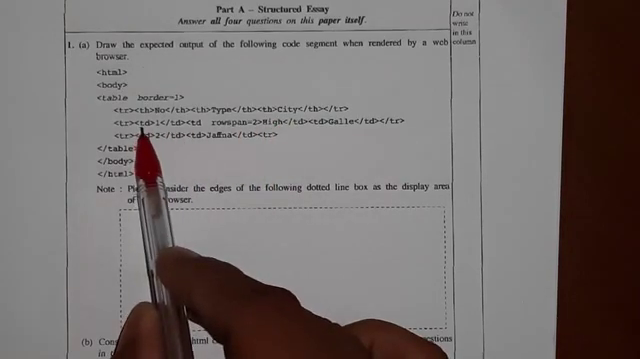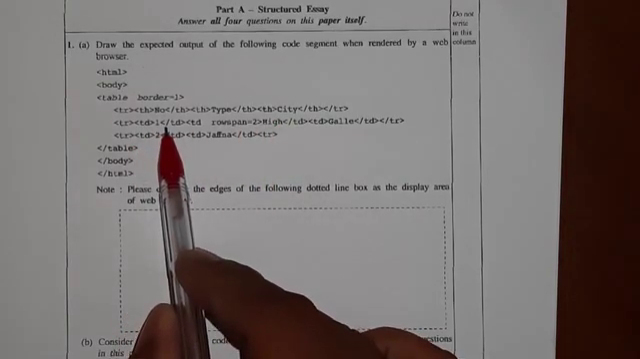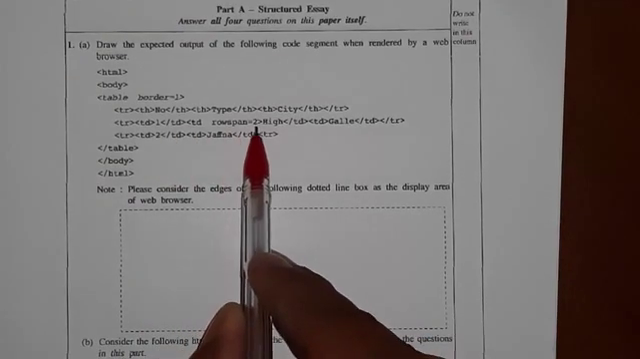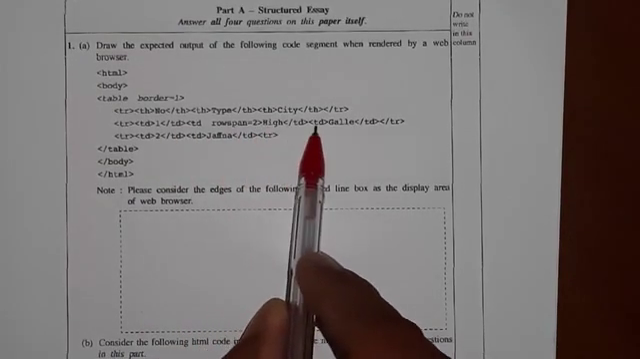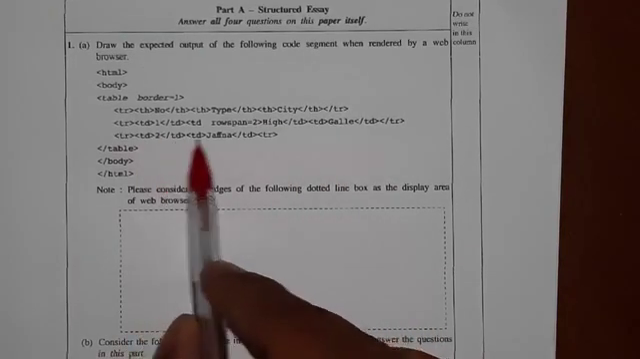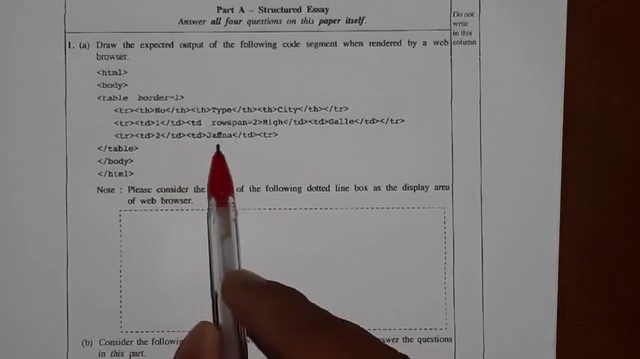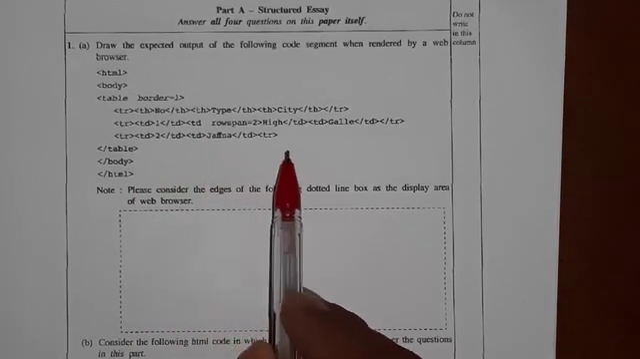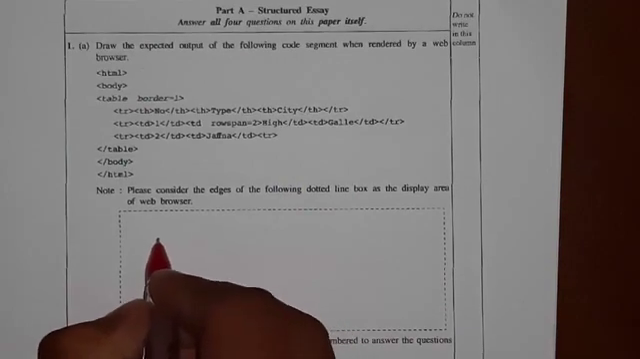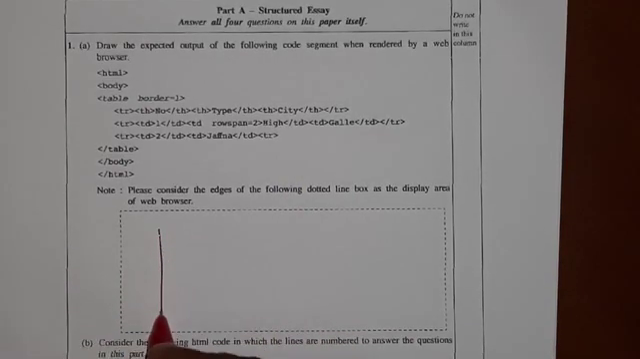Then the second row, table data item 1. Then the second data item, the row is expanded to 2, high. Then the third data item, goal. Then in the third row, there are only 2 data items, 2 and Jaffna. This is what you have to draw. It's very nice, very easy.